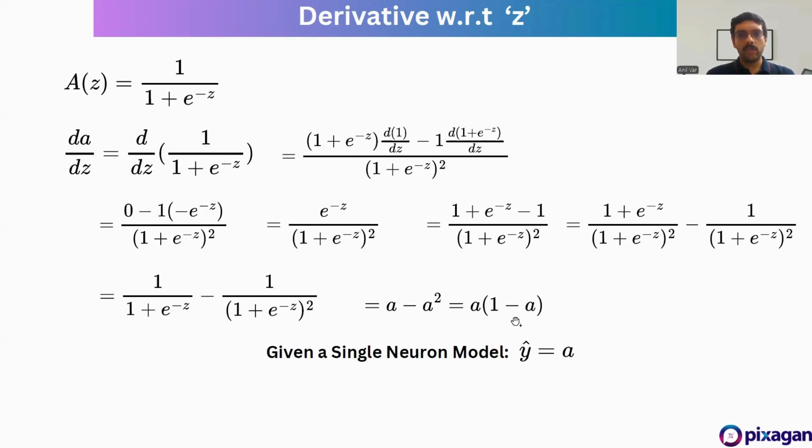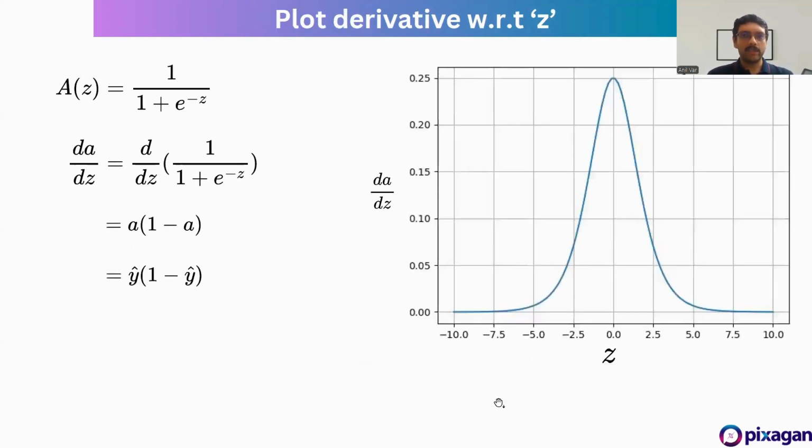Okay. And so for this particular lecture, we know it's a single neuron model. So the output, if this is the activation function, then you can say the output y hat is equal to a, right? And so you can also write it as y hat times 1 minus y hat. This is only if it's the last neuron, or in this case, it's a single neuron model and it's the last activation, right? Why are we writing it in this form? We'll see that in a bit.